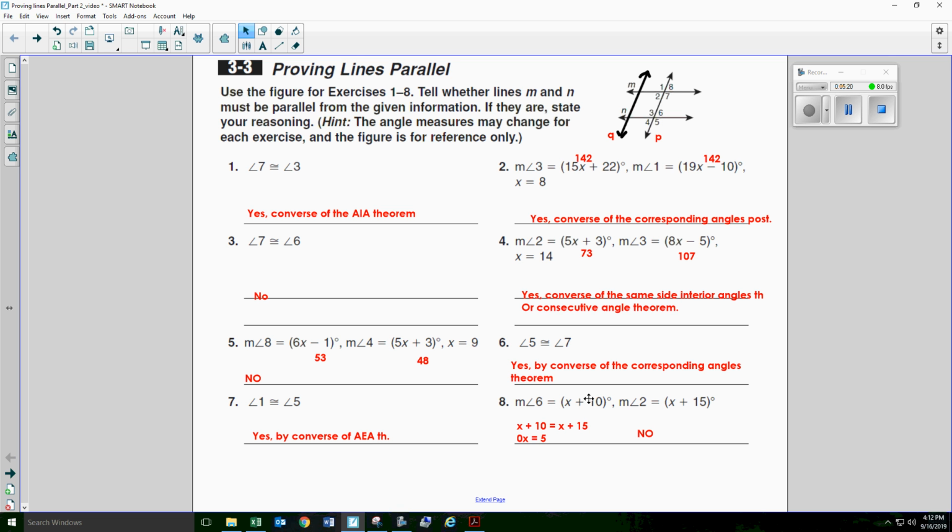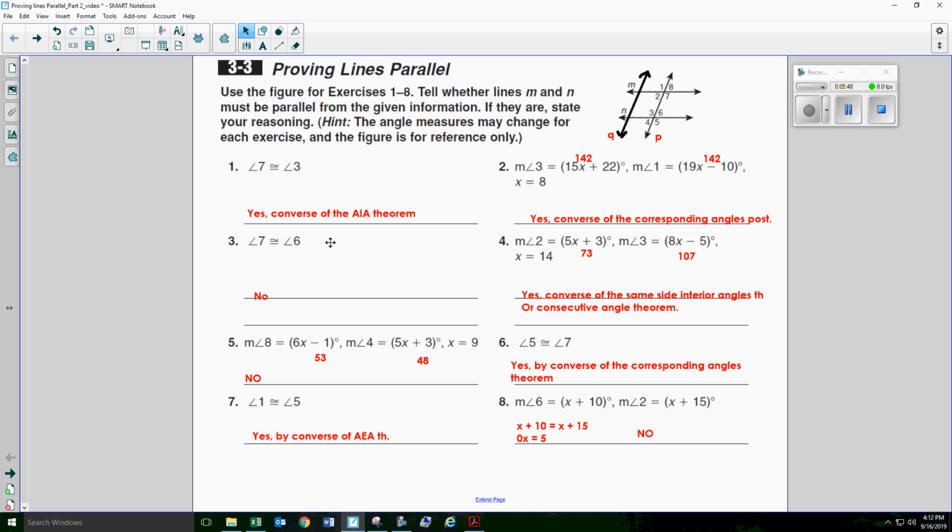And lastly, angles 6 and 2. What has to be true about 6 and 2? Those are alternate interior angles, so they must be equal. So notice they don't give me a value to plug in, an x value to plug in like I had in here or here. So it means I must set those equal to each other and solve. When I set x plus 10 equal to x plus 15, I get 0, x equals 5. That can't happen. So they'll never be equal. So the answer is no in this case.